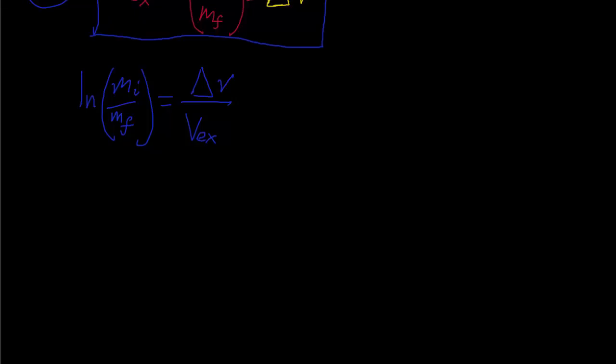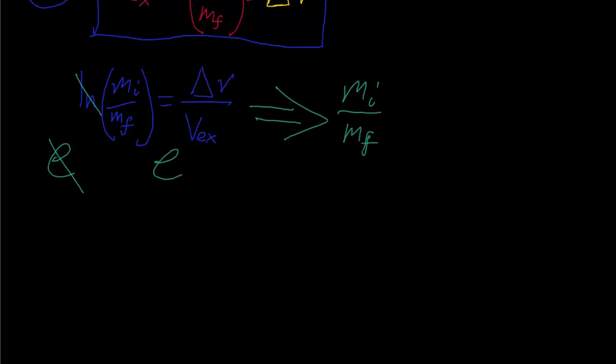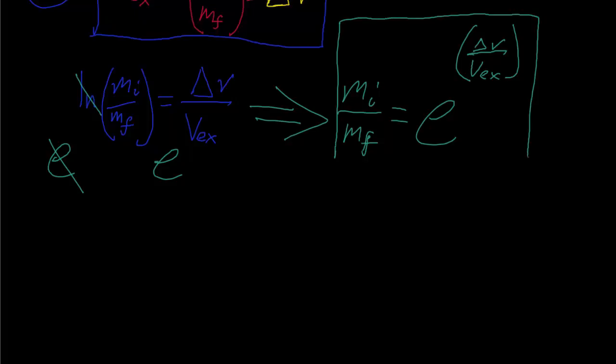Now since we have a natural log on one side, we can exponentiate both sides of this equation to get rid of our natural log, and we end up with the initial mass divided by our final mass being equal to e to the change in velocity of the entire rocket divided by our exhaust velocity. And this is also a very, very important version of our rocket equation. This is the second version of our rocket equation.